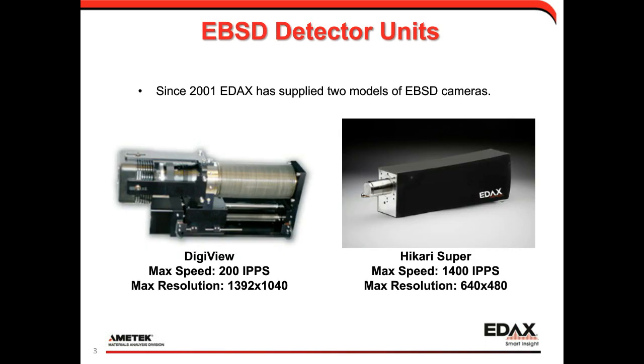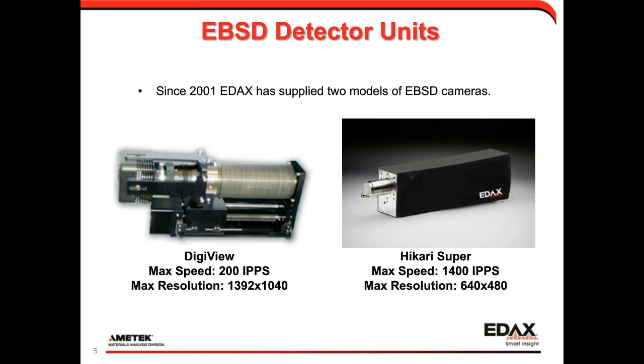And here are our two detectors. We can see that we've had two models of detectors. Most of you probably have a DigiView or the Hikari Super, with the DigiView being our slower speed camera, but a max of a higher resolution, giving you a higher quality pattern, while of course the Hikari model is quicker, but at the cost of lowering your resolution a little bit. And the speed difference between the two cameras can be pretty strong. If you're using a DigiView, you can often run 160 to 200, depending what you're doing. With the Hikari Super, you can collect large maps really, really quickly.